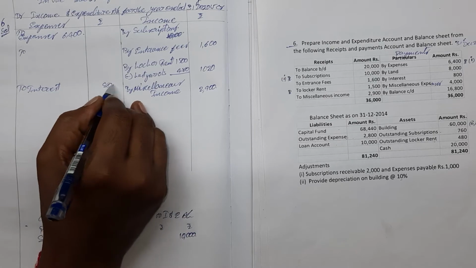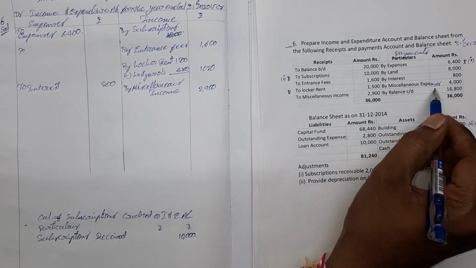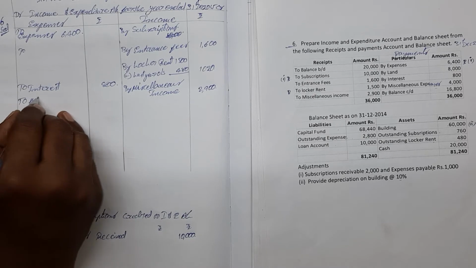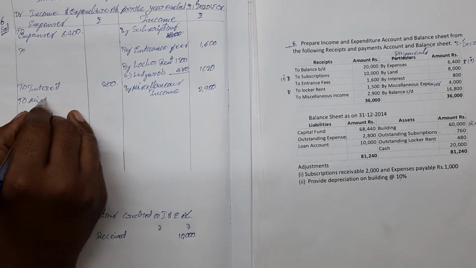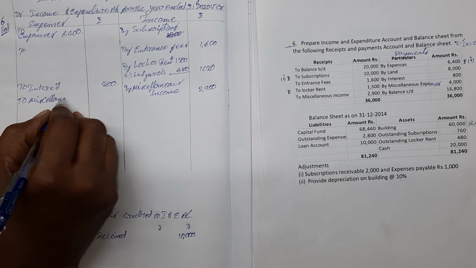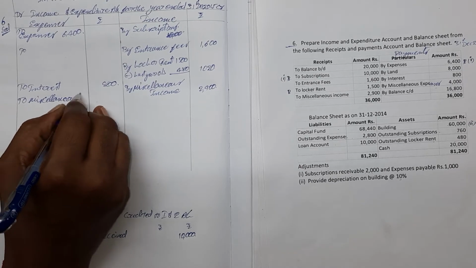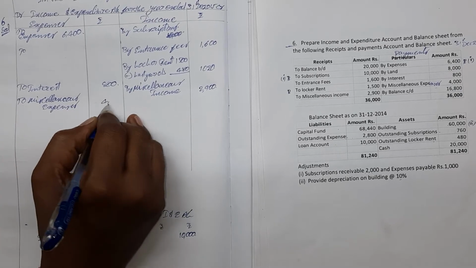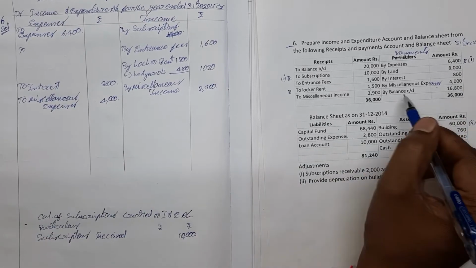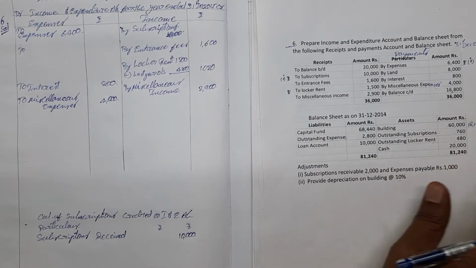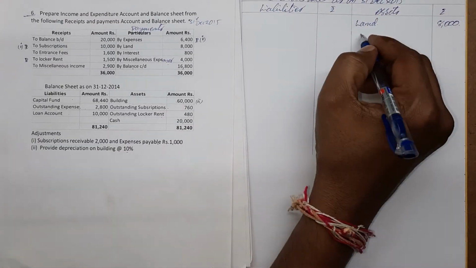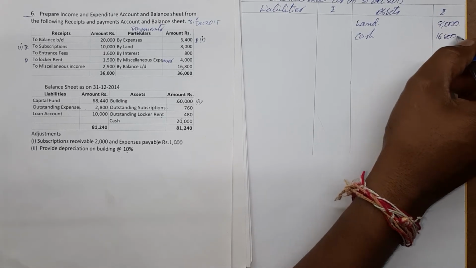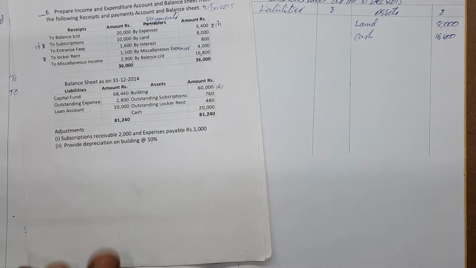To interest 800. Next, to miscellaneous expenses, 4000 rupees. Next, balance carried down, it is 16,800. It is the closing balance of the cash. So write cash account balance, that is 16,800. All payments are also completed.